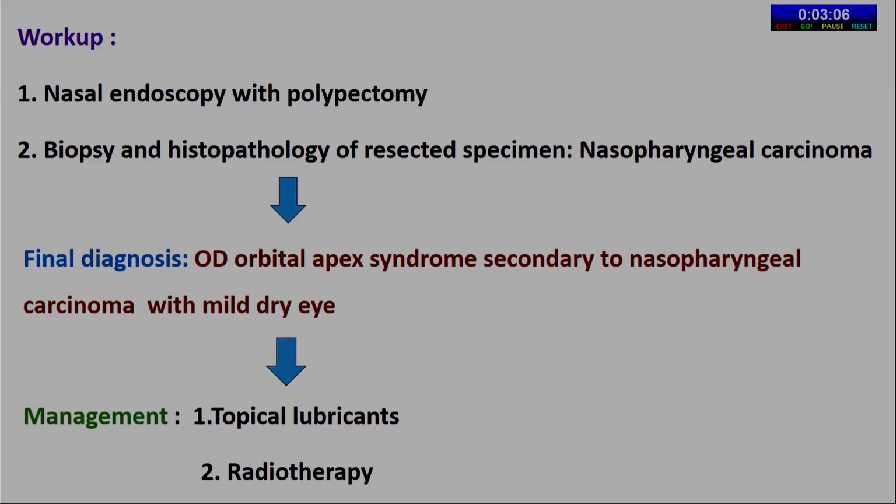On careful workup of nasal endoscopy with polypectomy and biopsy, and histopathology of the resected specimen, the diagnosis came to be nasopharyngeal carcinoma, which brought us to the final diagnosis of right eye orbital apex syndrome secondary to nasopharyngeal carcinoma with mild dry eyes. This case was then managed with topical lubricants and radiotherapy.